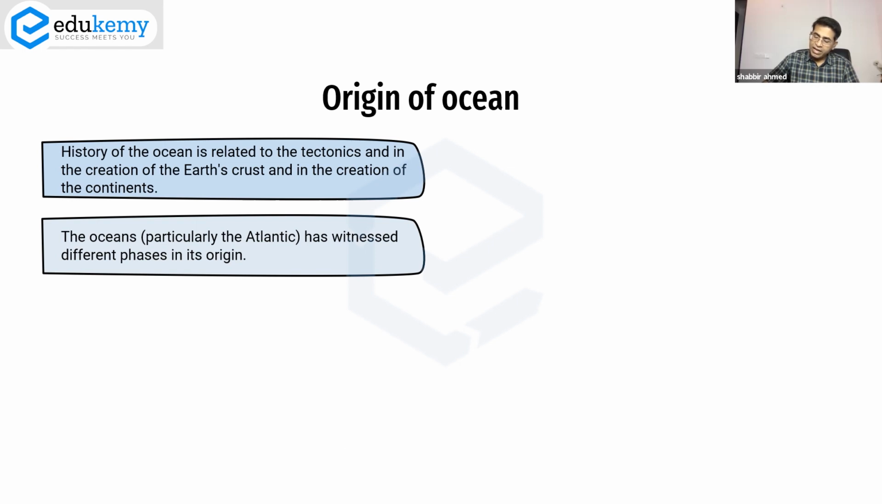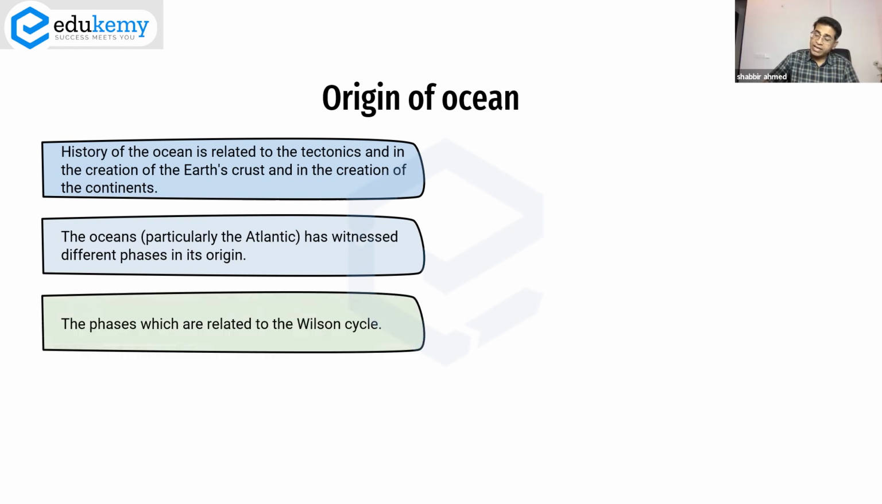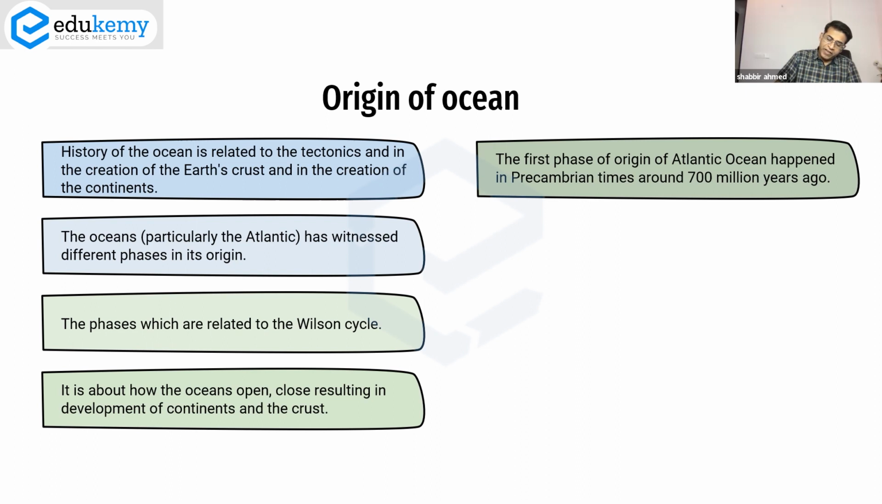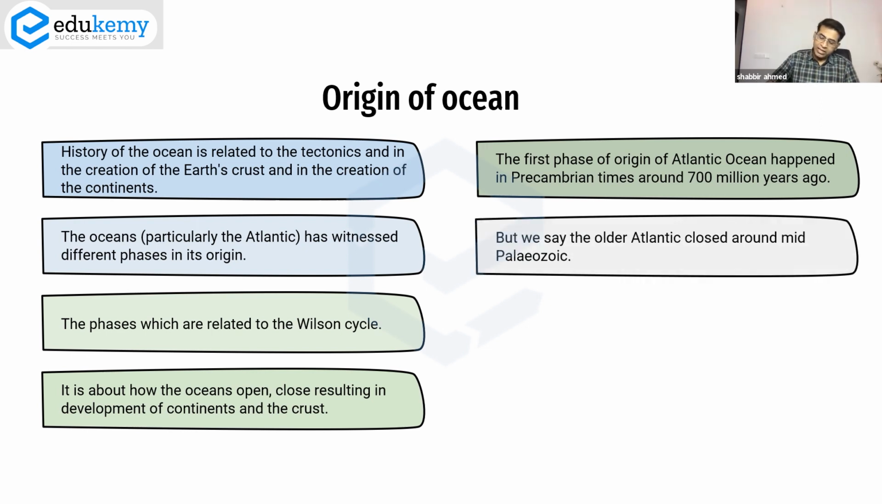Phases which are related to the Wilson cycle. Like it's related, this is about how the oceans open, how the oceans close, resulting in development of continents and the crust. So Wilson cycle से related. Atlantic Ocean जो है, एक आपका first phase था, okay, that began in the Precambrian times, around 700 million years ago. But we say the older Atlantic closed around mid-Paleozoic.